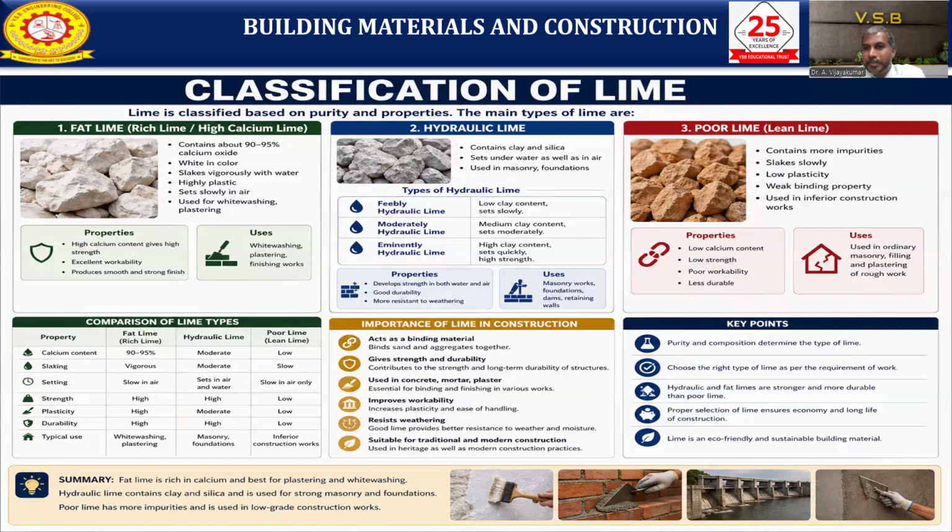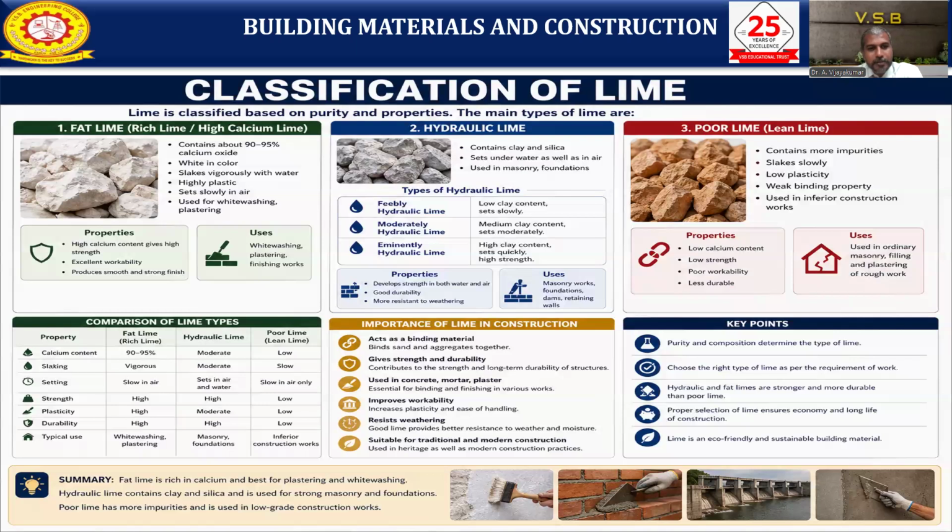It is used for inferior construction works, not important ones, so that is what we can use poor lime for, compared to fat lime as well as hydraulic limes. The properties of poor lime: low calcium content, so automatically strength, workability and durability are also very low. So we can use poor lime in ordinary masonry work, temporary structure work, and filling and plastering of rough work.